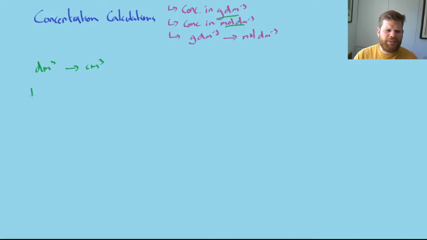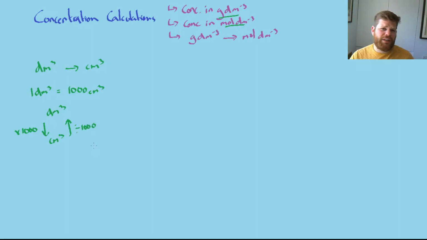Well, 1 decimeter cubed is equal to 1,000 centimeters cubed. So if we wanted to go from decimeters cubed to centimeters cubed, we would have to times by 1,000. If I wanted to go from centimeters cubed to decimeters cubed, I have to divide by 1,000. So if I had 2,000 centimeters cubed, that would be 2 decimeters cubed. Keep an eye out for that in the questions that I ask you later.